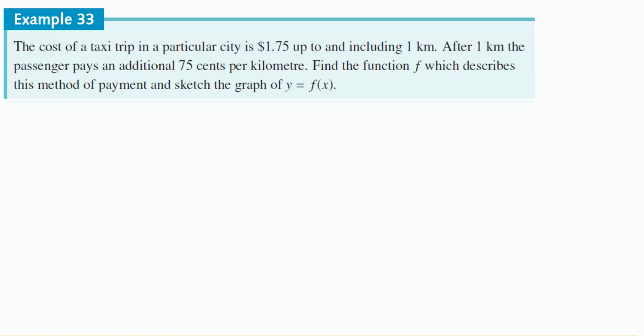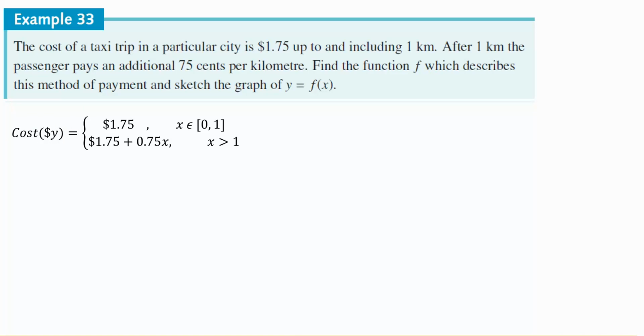Let's read the question here. It says, the cost of a taxi trip in a particular city is $1.75 up to and including 1 kilometer. So that means if you drive from 0 kilometers up to 1 kilometer, it will cost $1.75. Anything beyond 1 kilometer, after 1K, I will pay 75 cents per kilometer. So that's the problem. Now this is what I wrote, and you tell me what's wrong.